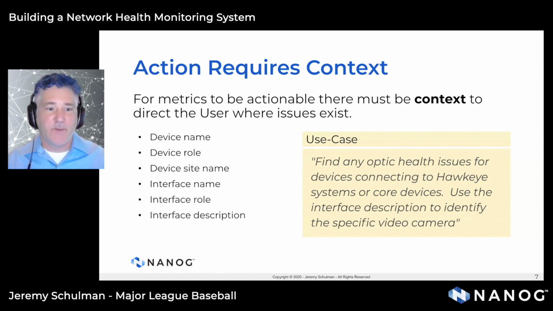Again, we have other types of context like the site, the interface name, the interface role itself, and then the interface description actually turns out to be very useful because the people who are looking at this dashboard are not necessarily just the network engineers. The people who manage and monitor the operations at ballparks may also be looking at this, and they know the interfaces by the descriptions that are associated.